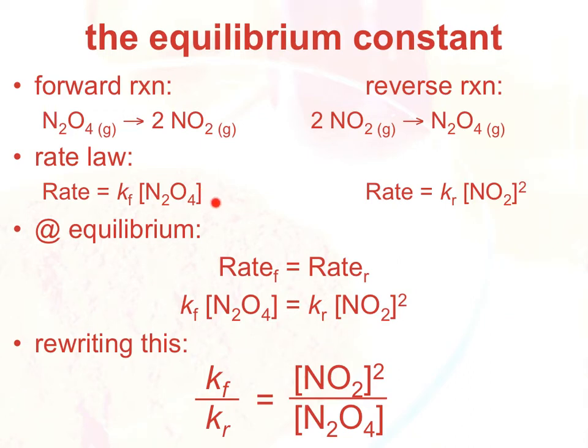So if these are our two rate laws for these two reactions, we know that at equilibrium, the rate of the forward reaction is going to equal the rate of the reverse reaction.